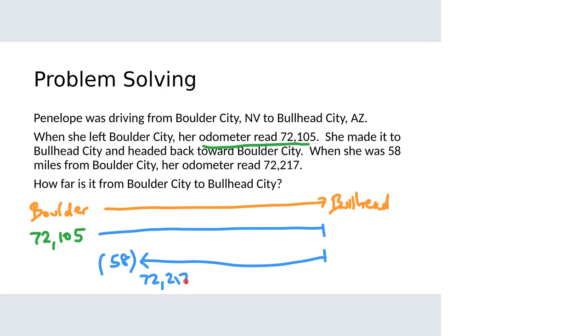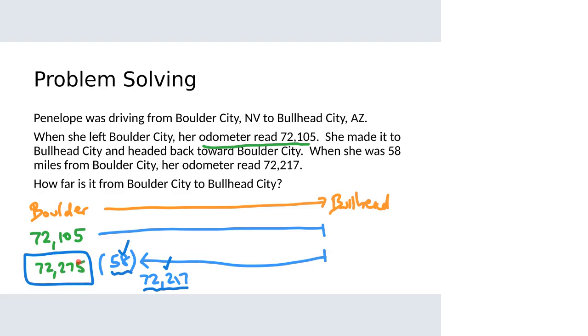The way we're going to approach this is we're going to say, let's just have Penelope finish the trip. So she's here at 72,217, and she has 58 miles to go. Essentially what we're saying is, what will her odometer say when she finishes the trip? And to get that, we're just going to add these 2 numbers together. 72,217 plus 58. We're going to have her go ahead and finish the trip, and when she does, her new odometer reading at that point will be 72,275.